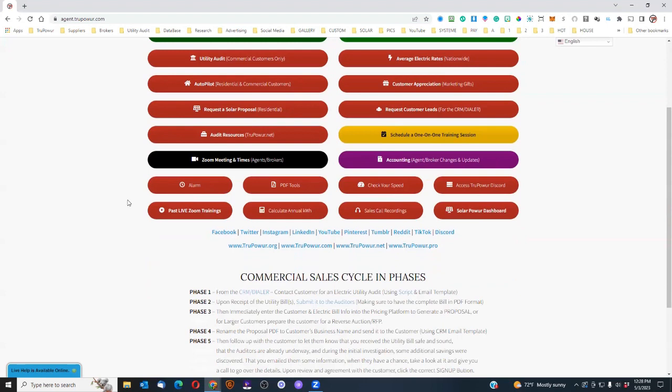Now, here's some extra tools that I think that you will find beneficial. I use them all the time. And so one is the alarm.